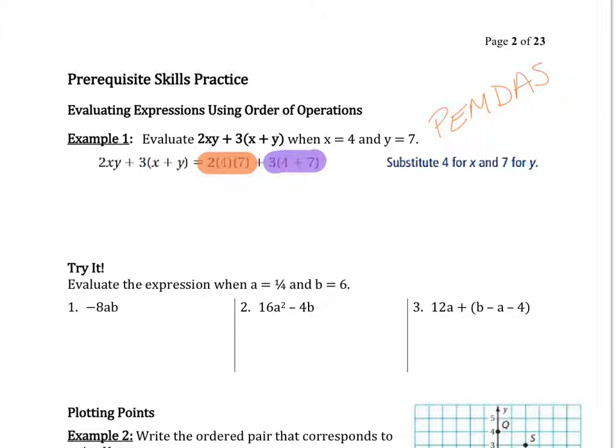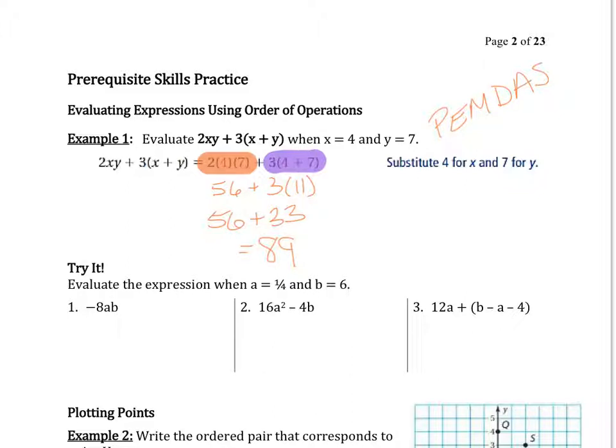So for 2 times 4 times 7, 2 times 4 is 8, and then 8 times 7, of course, is 56. Now on the right side there, 4 plus 7 is going to give me 11, so I really have to multiply 3 times 11 before I can add, so then I would end up with 56 plus 33. Final answer of 89.